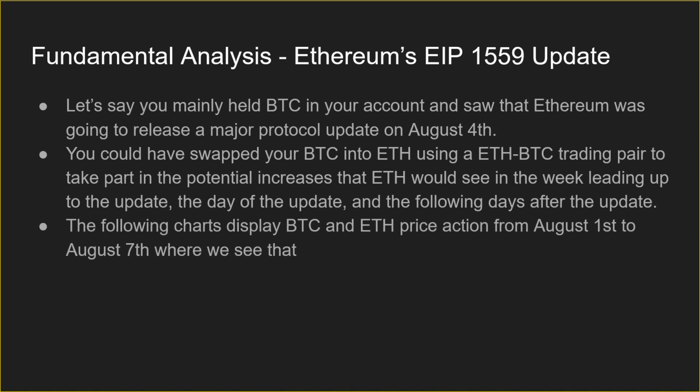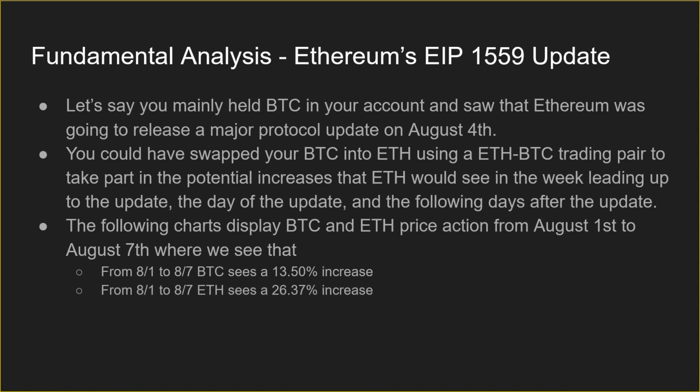Now, the following charts are going to display Bitcoin and Ethereum price action from August 1st to August 7th. From August 1st to August 7th, Bitcoin saw a 13.50% increase. Generally, Bitcoin was on an uptrend. August 1st to August 7th, Ethereum saw a 26.37% increase. Nearly double the increase that Bitcoin saw.